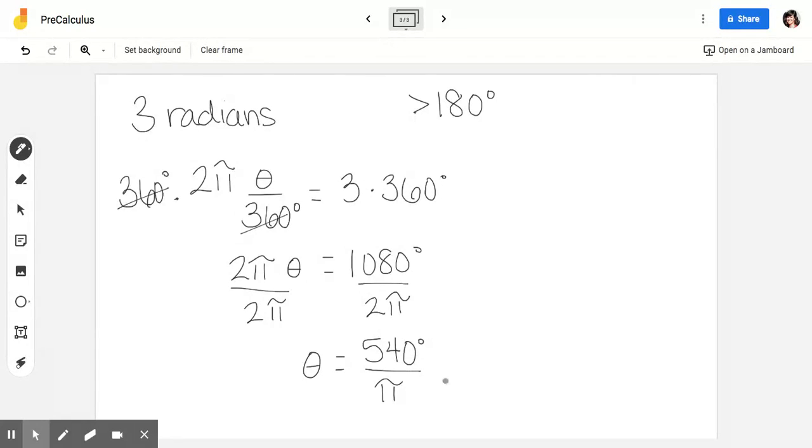And that's going to be approximately 171.89, which is a little bit less than 180 like we thought. So as we can see, this is degrees. It's a little bit of an estimate, which is what happens when we don't use multiples of pi. So they're not impossible. It's just that radians to degrees doesn't go back and forth as nicely when it's not a multiple of pi, but it's not at all impossible.